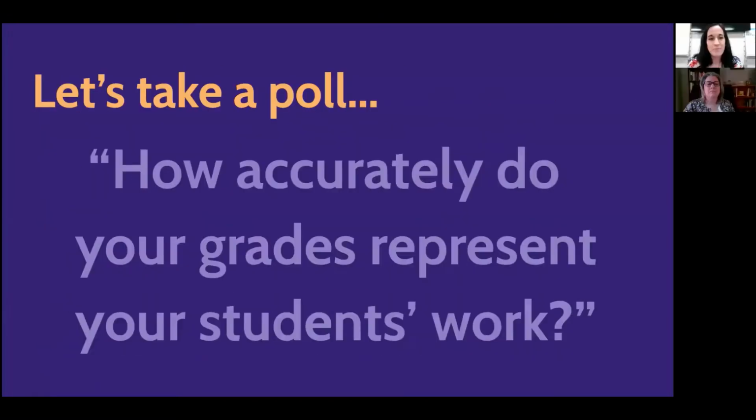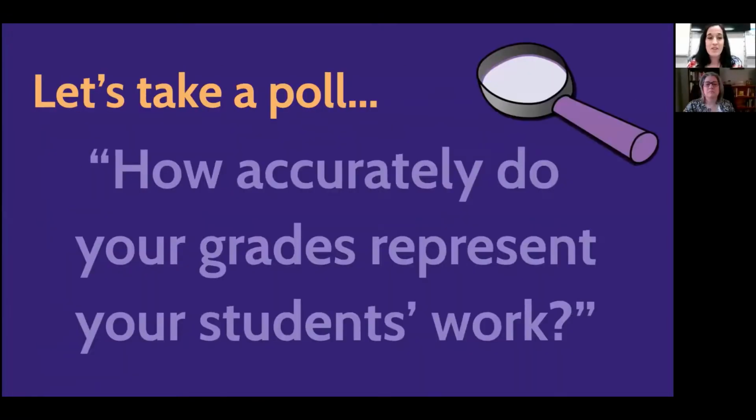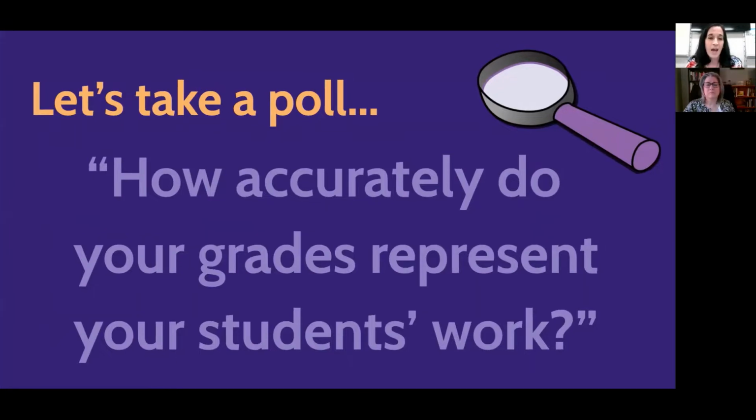Here we go. The first thing we want to start with is we want to take a poll as we start diving into chapter 7, which is about accuracy. We want to see how accurately do your grades represent your students' work. So please respond on this poll: highly accurately, accurately, somewhat accurately, or not accurately. Give you a few minutes to take the poll.